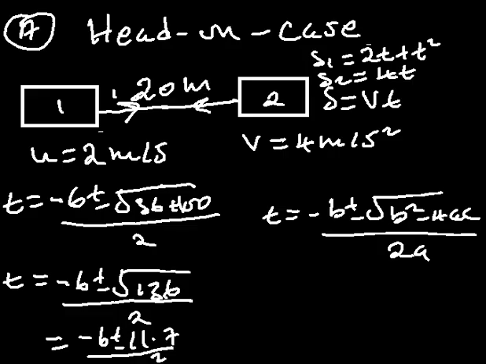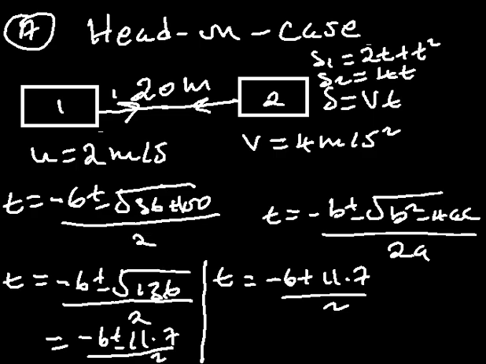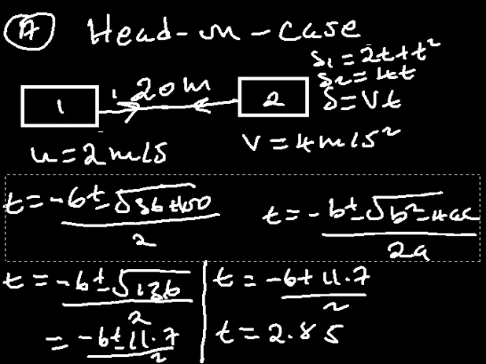Now, since the time can't be negative, we'll just have to go for the positive actual time. Hence, we'll have negative 6 plus 11.7 divided by 2. And 11.7 minus 6, that is 5.7 divided by 2. We'll have it as 2.8. So the time taken is 2.8 seconds. So each object has to travel about 2.8 seconds to meet somewhere.